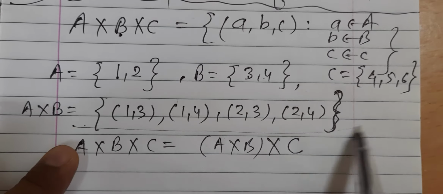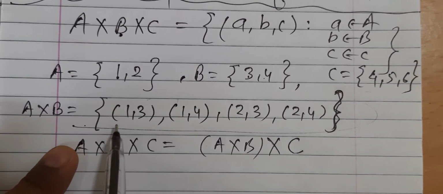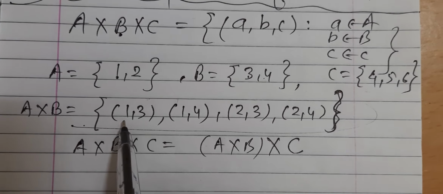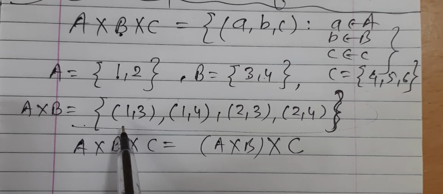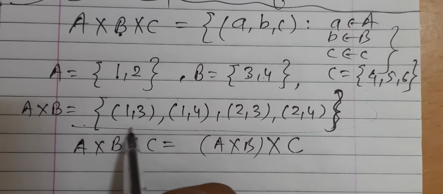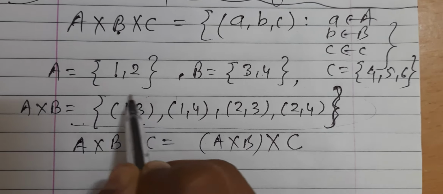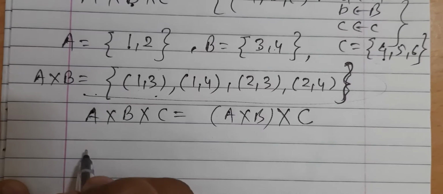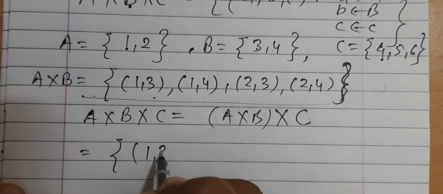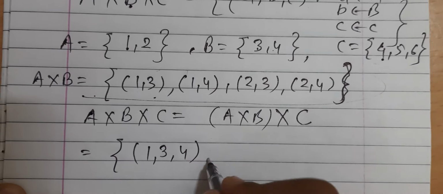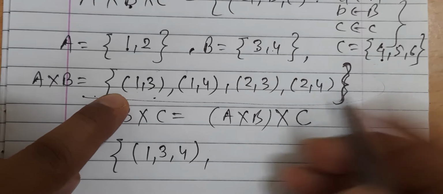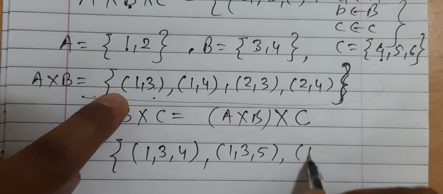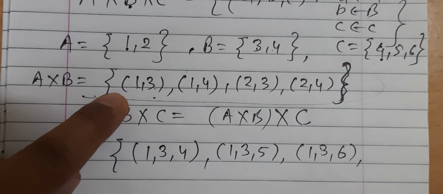So this is our A cross B and this is C. The procedure is the same. We'll take the first element. Here the first element is an ordered pair, (1, 3). So we'll make an ordered triple of this (1, 3) and 4. So (1, 3, 4), then (1, 3, 5), (1, 3, 6). It's very simple. We only need to pay a little bit of attention.